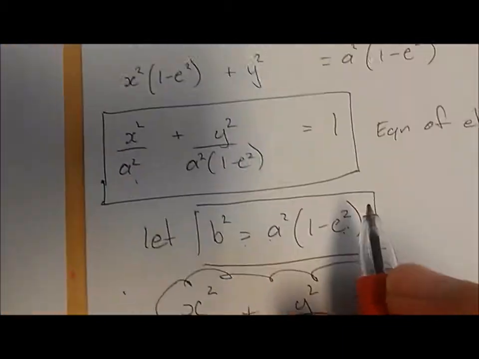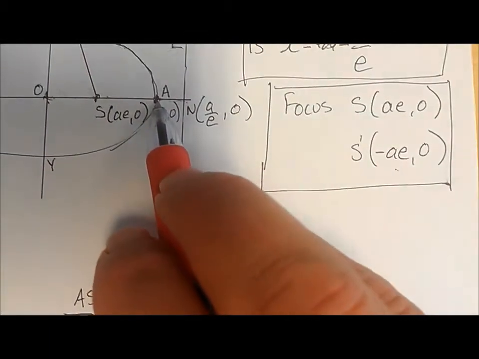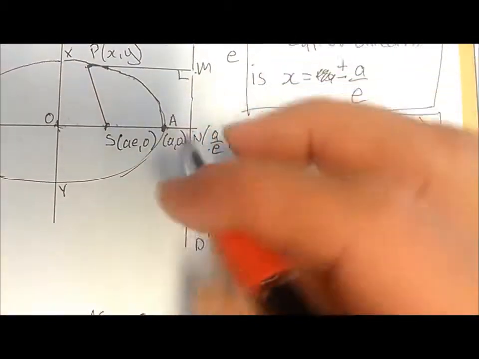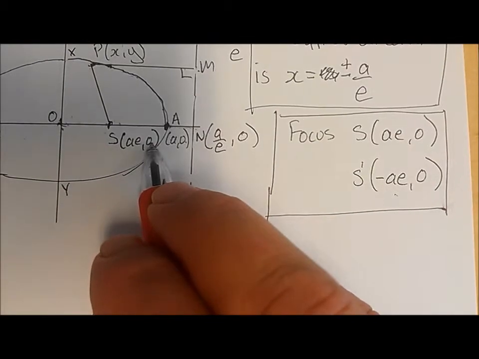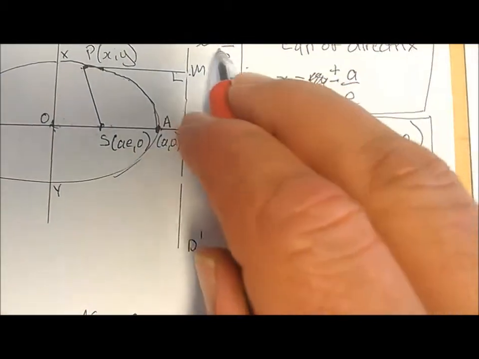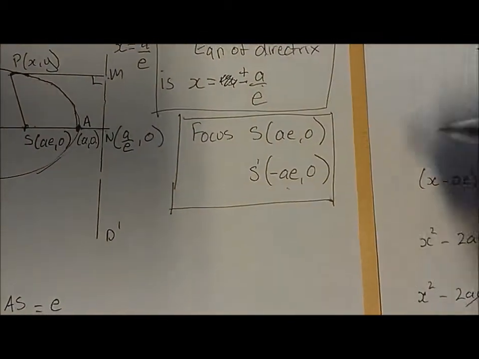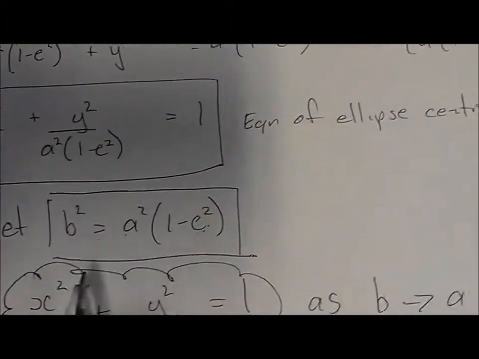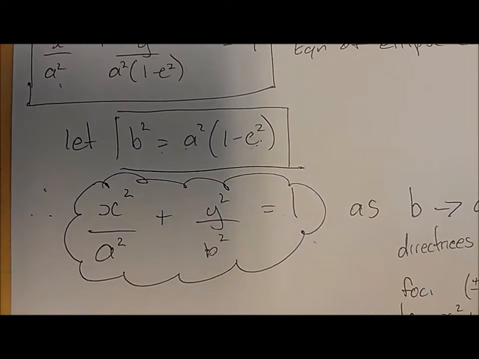We've established that a, being this point here, gives me two other things. Sorry, (a, 0) is a vertex. Then the focus is (ae, 0), and the directrix is the line x equals a over e. So the equation of the directrices, the location of the two foci, the link between b, a and e, and the equation of the ellipse. Four important things there.